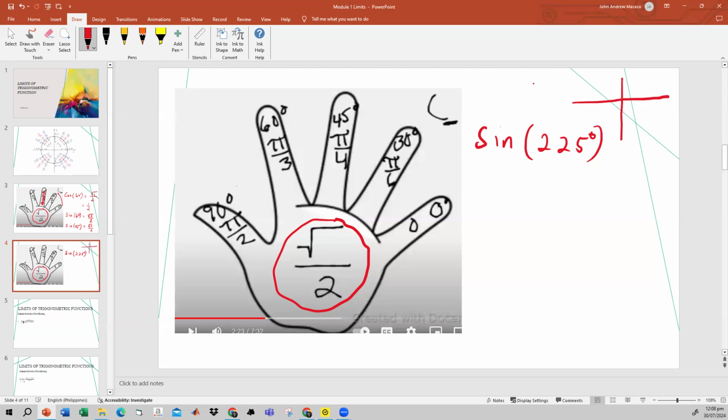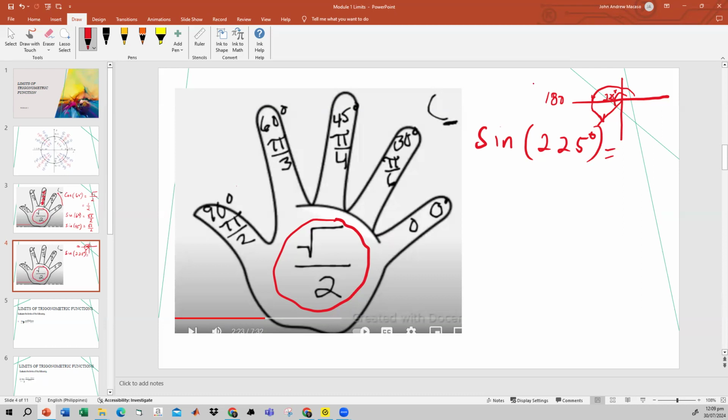Okay? So what we will do first is we will try to locate first the angle of 225. So of course, one half rotation will be equal to 180. This is 180. Then, since 225 might be located on the third quadrant, this is the angle that's 225 degrees. So in that case, it means that sine 225 degrees is located on the third quadrant.